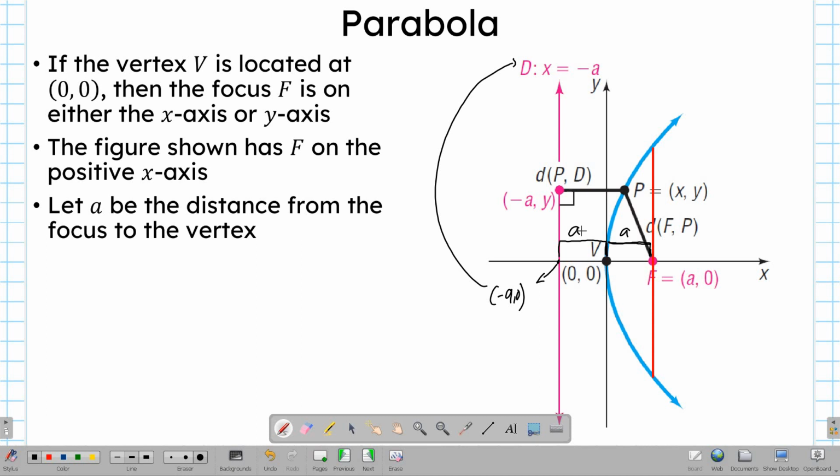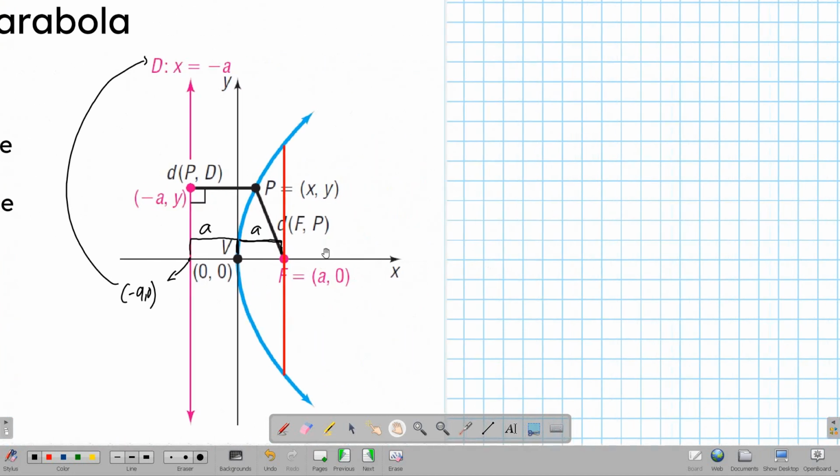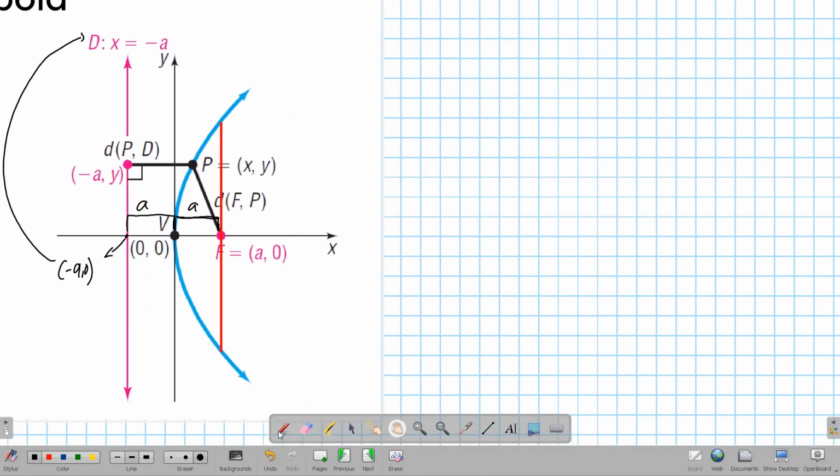Now, that being said, we can now compute the distance between point P and this line, since we already know the equation of the directrix, and the distance to the point, since we now know the coordinates of the focus. So, again, we have defined that the distance between point P and the line D should be equal to the distance between point P and point F.